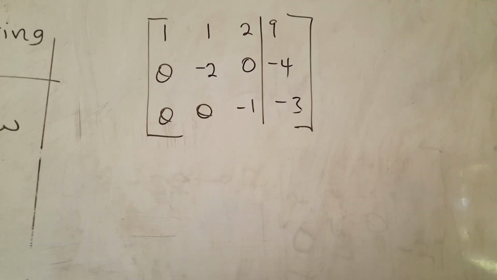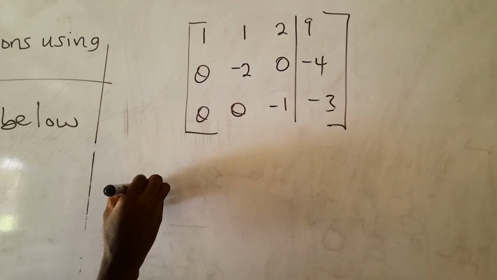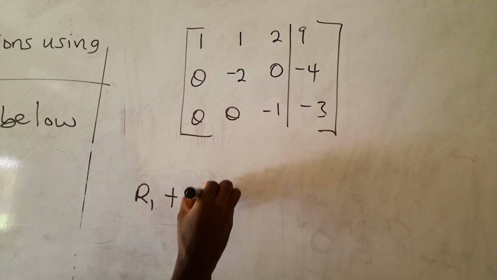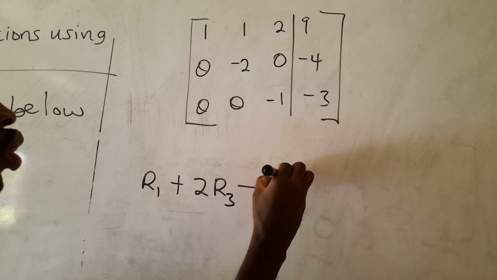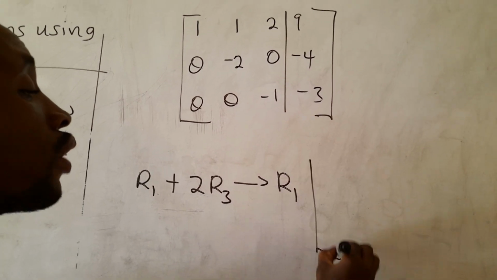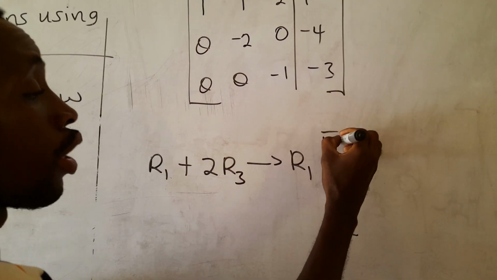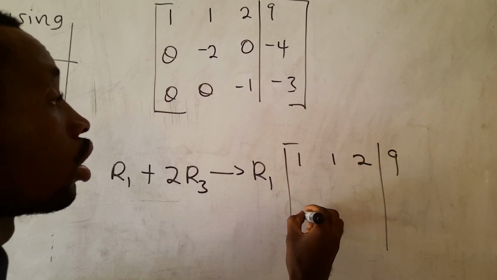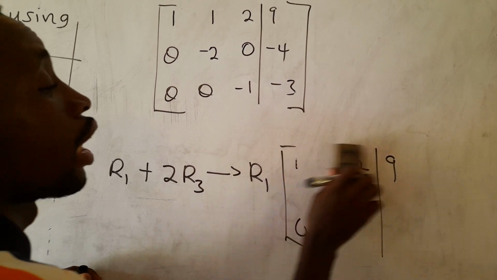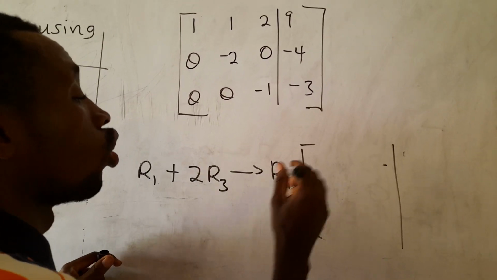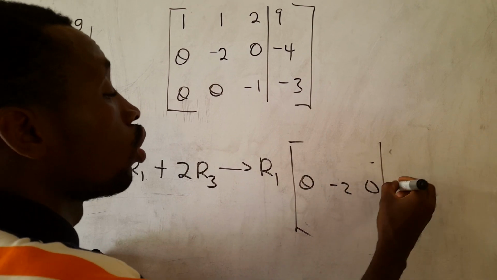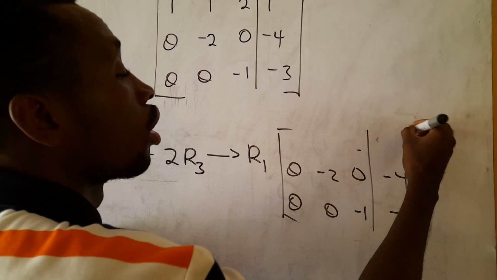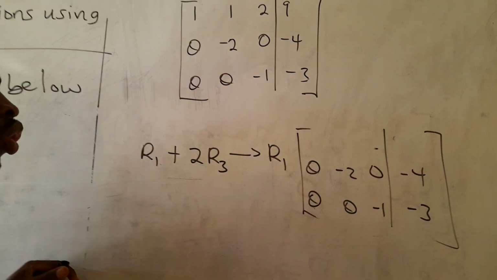Okay, so we say R1 plus 2 times R3 should go into R1. So our second and third columns will not be affected. So I repeat those ones: 1, 1, 2, 9, then 0, negative 2, 0, negative 4. Then 0, 0, negative 1, negative 3. Only the first will be affected because it's going to that.